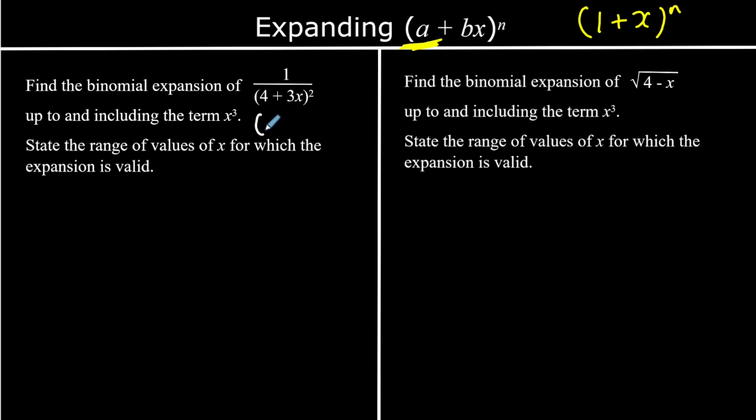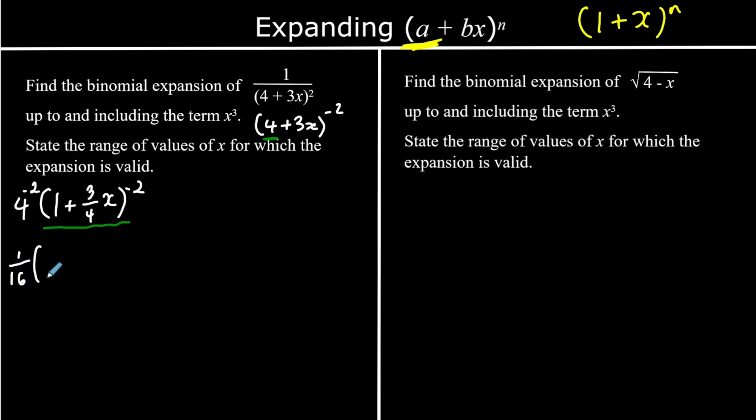It is the same as 4 plus 3x to the power of negative 2. And we can see it's got a 4 at the front, so we need to factorize out that 4. So that will be 4, and it keeps the power of negative 2. So 4 to the power of negative 2 times, dividing through by 4 now, 1 plus 3/4 x to the power of negative 2. Now we can do the expansion on this part, and we can just multiply it through by 4 to the power of negative 2, or 1/16, at the end.